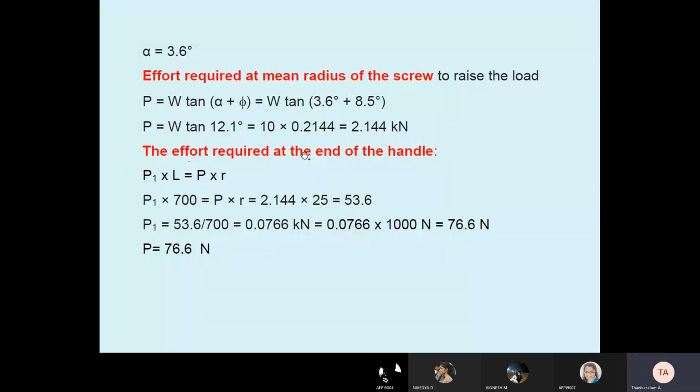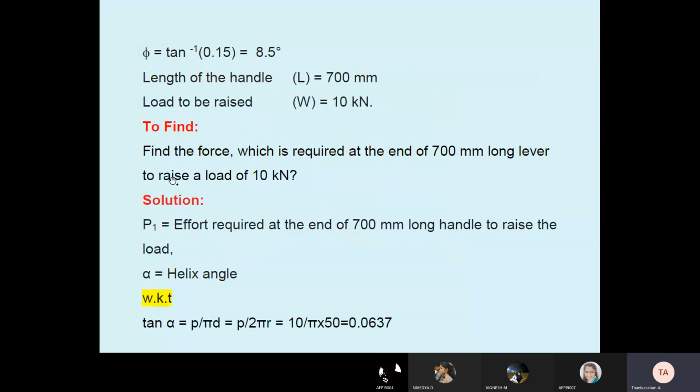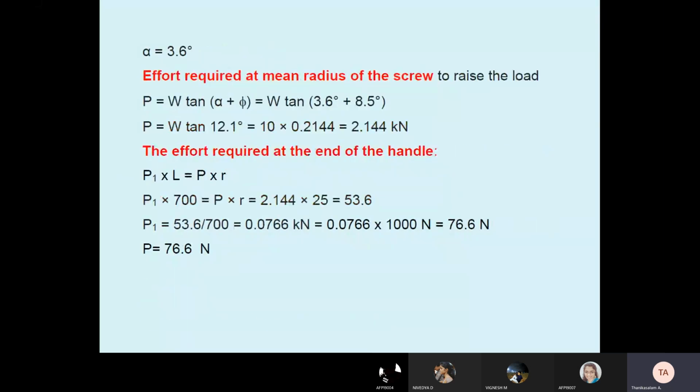Now, the effort required at the end of the handle. Students, the effort required at the end of the handle. We have the relation P1 into L equal to P into R. So we want P1, no? So L is the length of the lever, handle, no? The given length of the handle is 700 mm. P already calculated, 2.144.